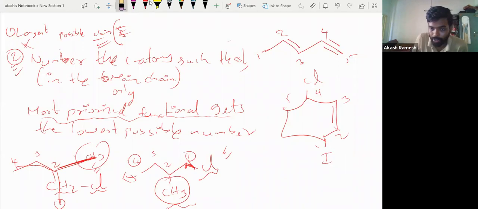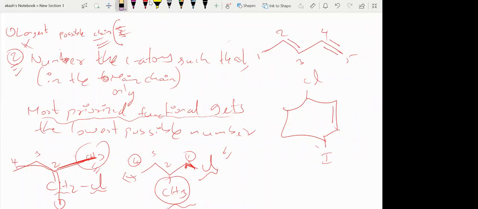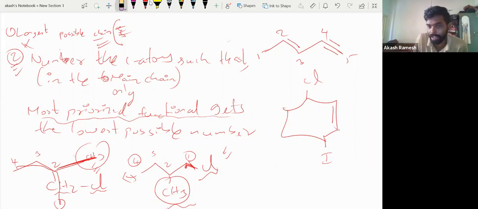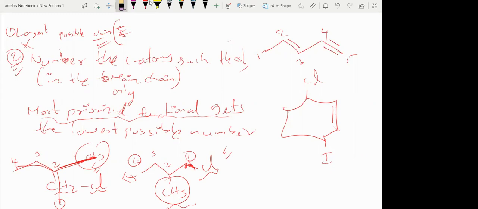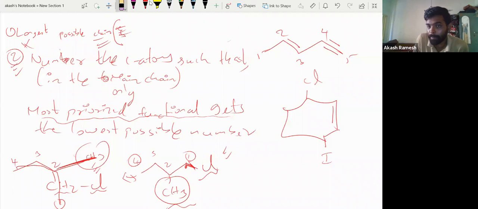Where should I start the numbering from? From 3, tell me, sir. Okay, if I just tell you, you can just talk about the functional group and tell me where should I start the numbering from? From the double bond, top of the double bond. Good. Right, because when I compare chlorine and iodine and the double bond, obviously the maximum priority goes to the double bond.